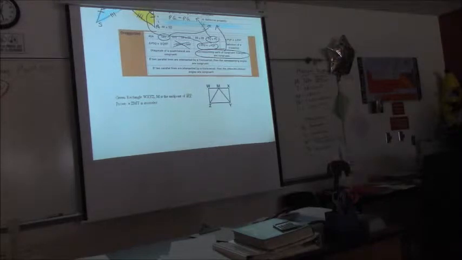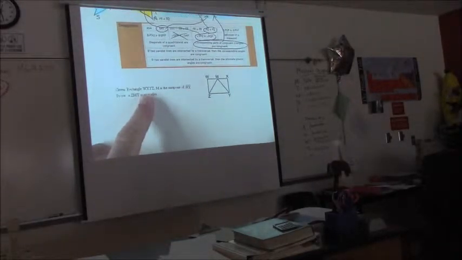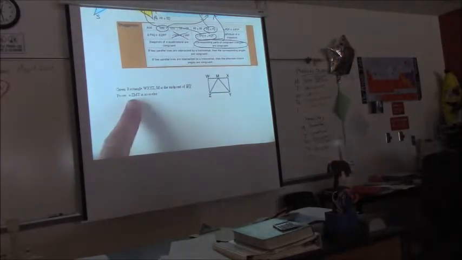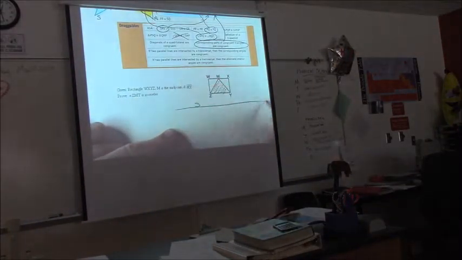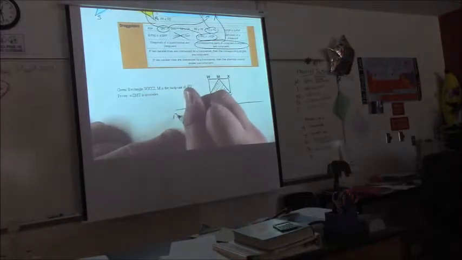Alright, there we go. Given a rectangle, M is the midpoint of WX. Prove that ZMY is isosceles. So I'm going to do a proof from scratch. Again, first thing I do is state my given. So what do I have?